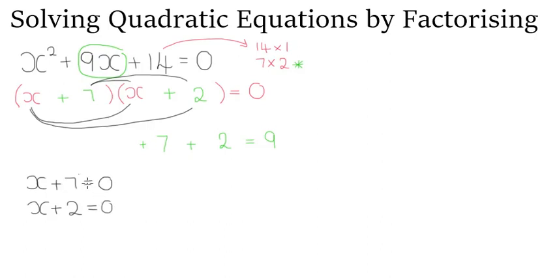Which, when I rearrange this to find what x is, my answer is going to be x is equal to minus 7 and x is equal to minus 2. So the signs have just changed around here. And that is my final answer. Brilliant.